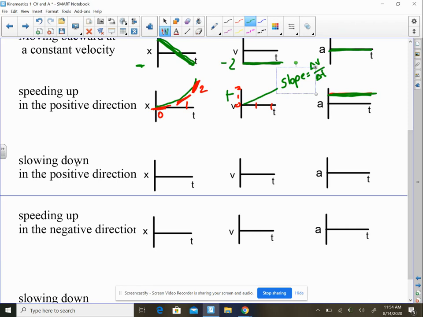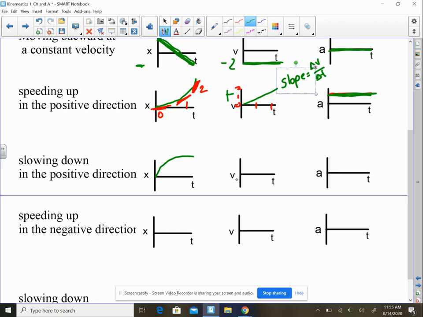Moving on to slowing down in the positive direction. So if we start here, and if we're slowing down, that means our displacement is less and less as time goes on. So it doesn't matter where we start, but if we start at 0, that means we're traveling farther in the beginning and not as far in the end. And so our graph will look something like this.